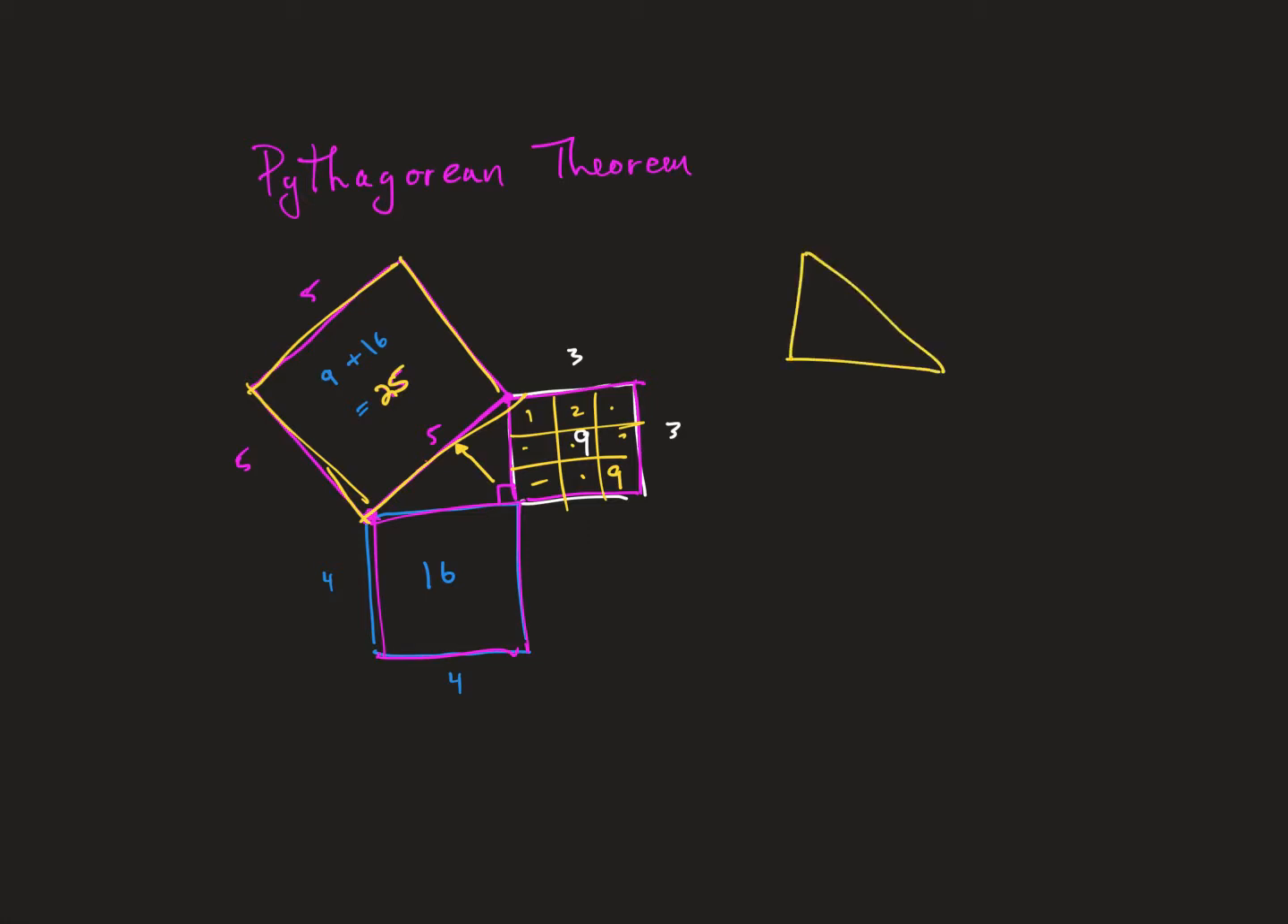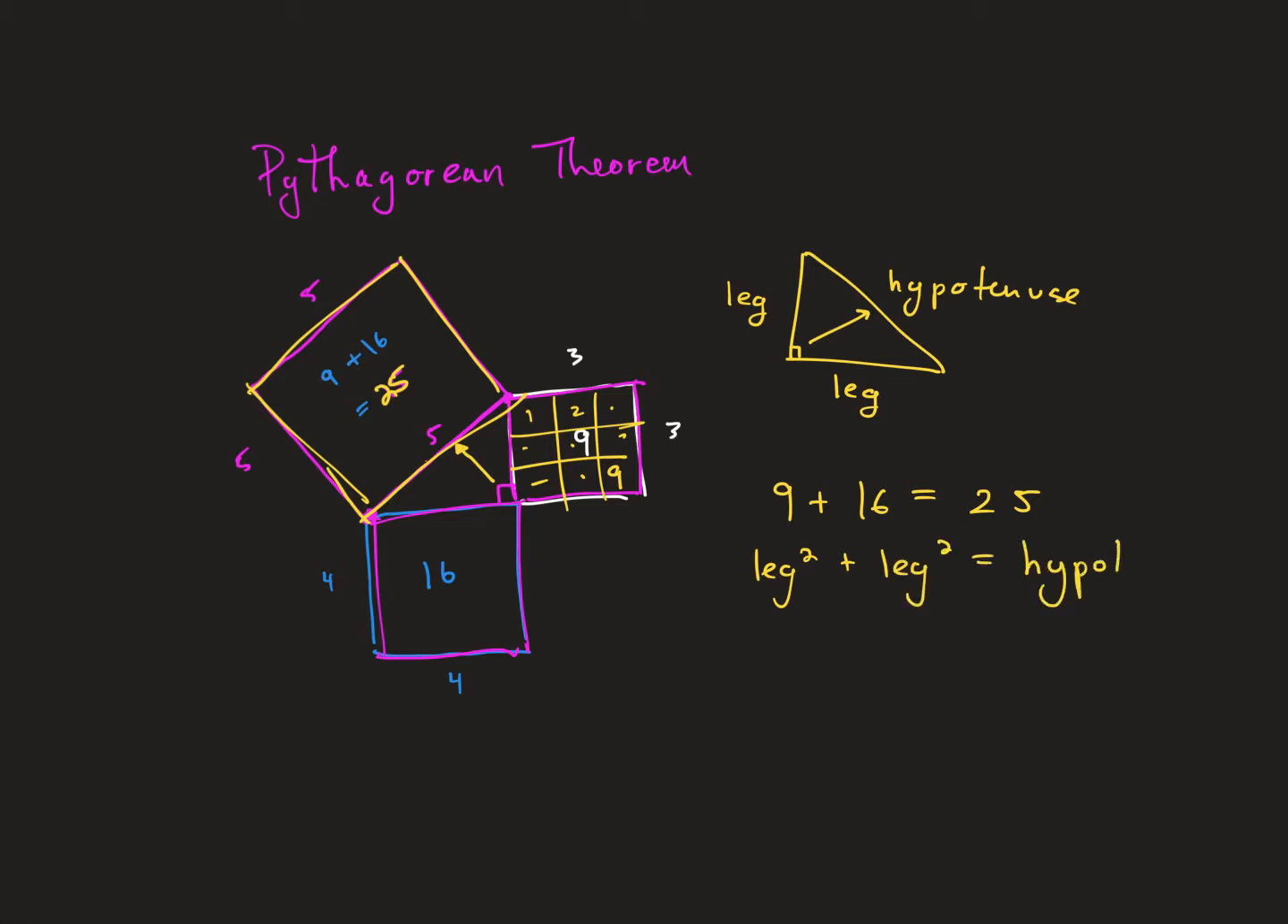So in a right triangle, you have this relationship of two legs and a hypotenuse, and the sum of the squares of those two legs, 9 plus 16, is equal to 25. So a leg squared plus a leg squared is equal to the hypotenuse squared. We'll just call it hypotenuse for short, squared.